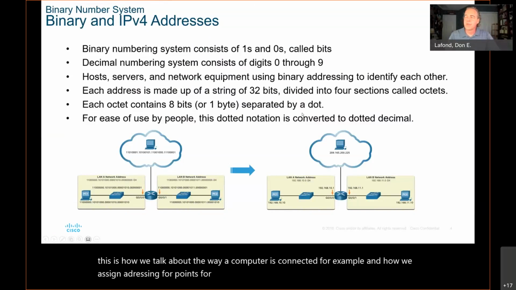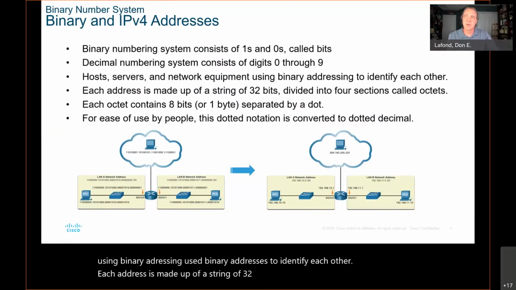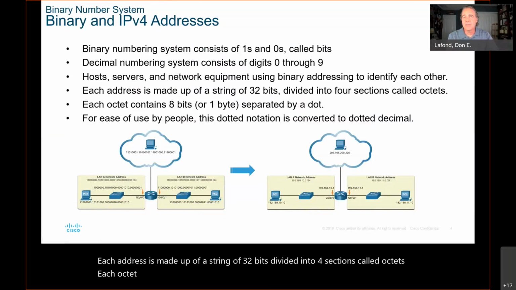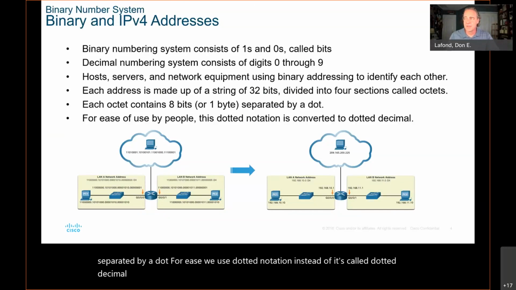So host servers and network equipment using binary addressing use binary addresses to identify each other. Each address is made up of a string of 32 bits divided into 4 sections called octets. Each octet contains 8 bits. 8 bits is 1 byte, very important number of bits, 1 byte, separated by a dot. For ease, we use dotted notation, called dotted decimal, instead of just typing in the zeros and the ones.